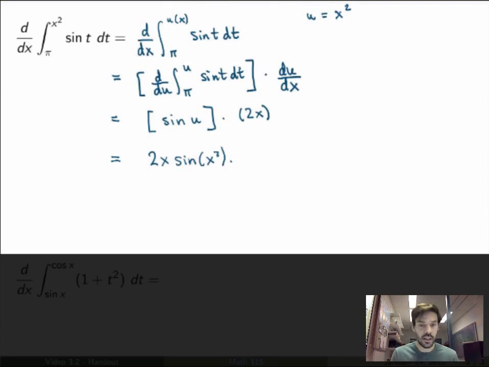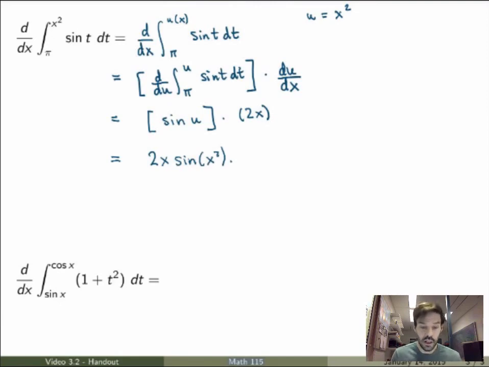All right, so let me leave you with a more complicated example. I'm not going to do it here. I'll leave that as an exercise. So if I ask you to evaluate the derivative of the integral of 1 plus t squared between sine of x and cos of x, how would you do that? I'll leave that as an exercise. Think about it. Try it yourself. You should be able to do it using FTC and the chain rule. And we'll come back to it in class.